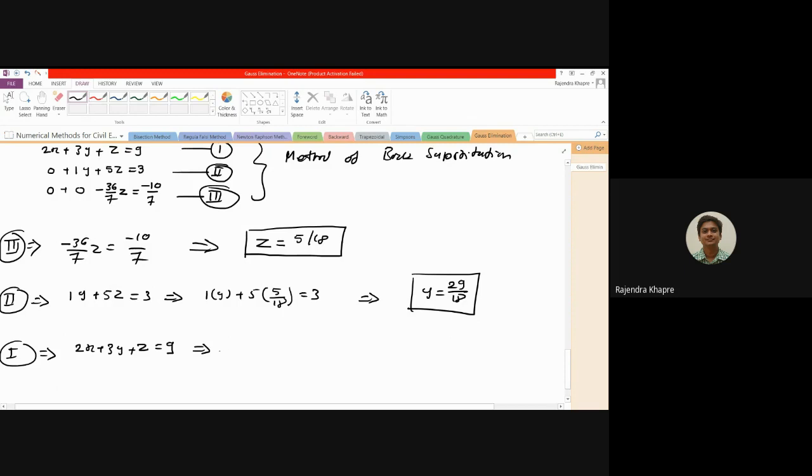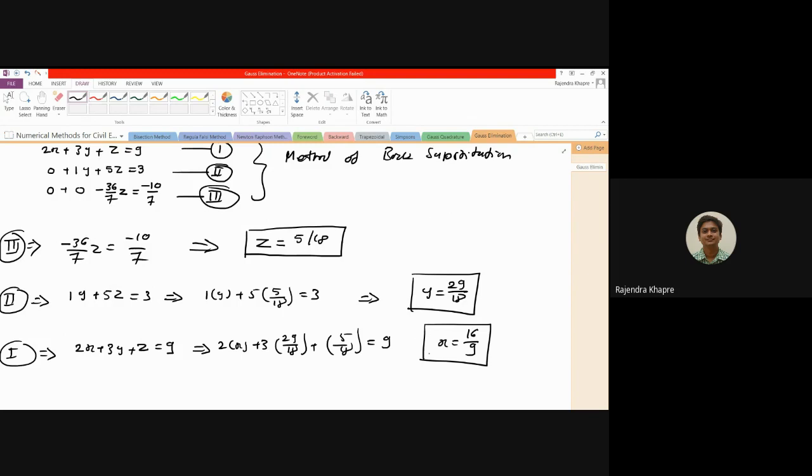So as a result of this, you can say 2 into x, x is unknown, plus 3 into y, y is 29 by 18, plus z, z is 5 upon 18 equals 9. So if you solve this, you should get the value of x as 16 by 9. Is it correct? Yes, sir. अब ये करेक्ट है कि नहीं है, वो कैसे पता चलेगा?